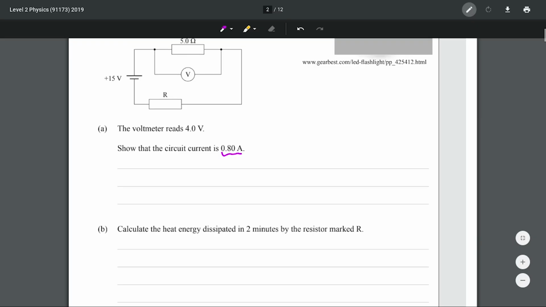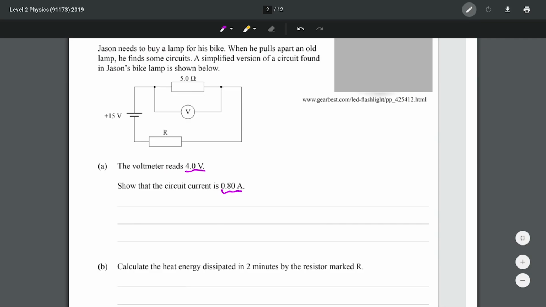We're given that the voltmeter reads 4, so the voltmeter here must read 4 volts, and this is a simple exercise in Ohm's law. Ohm's law tells us that V equals IR, where if we know the voltage across this resistor and we know the resistance in this resistor, we can find the current in this resistor. And so if we solve this equation for current and plug in our numbers, we indeed get 0.8 amps.